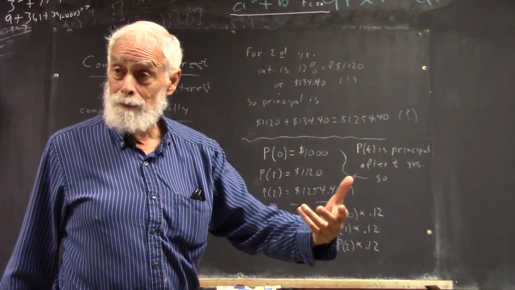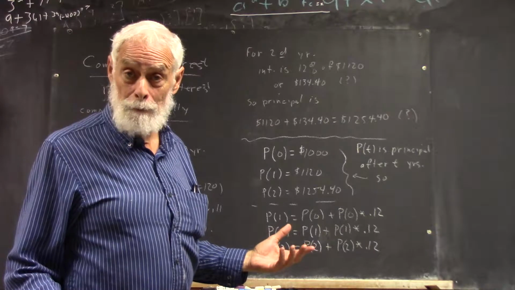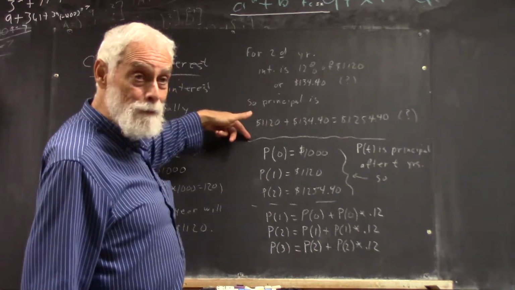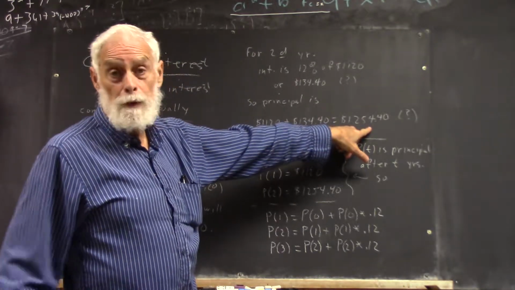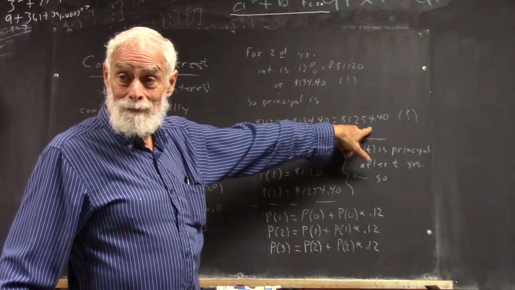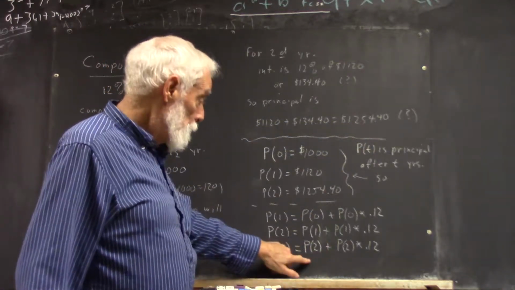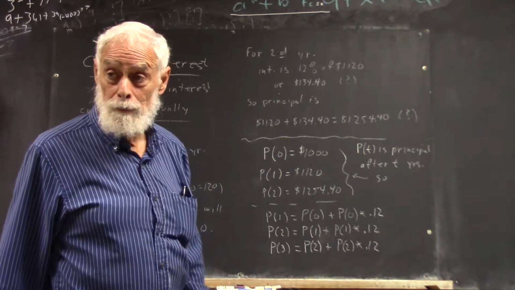Then we ask, how are you going to get the principal after 3 years? Well, if I wanted the principal for the 3rd year, I'd start with this, which is the principal after 2 years, and I'd add 12% to that. How do you write that out? Well, that's P of 2 plus P of 2 times 0.12. Okay?